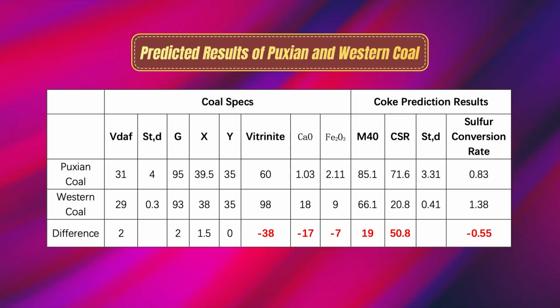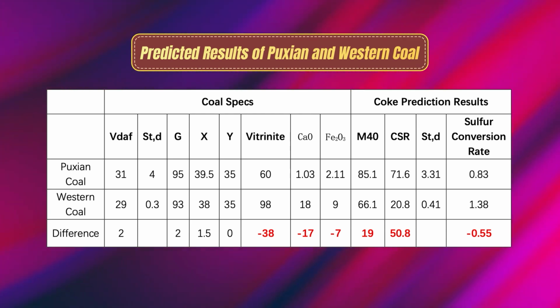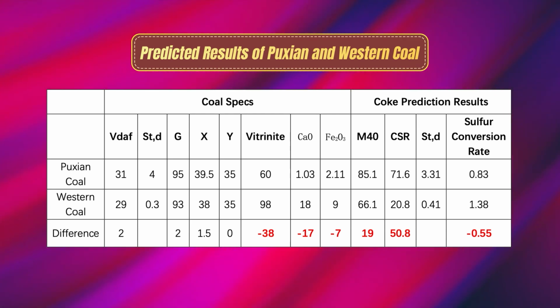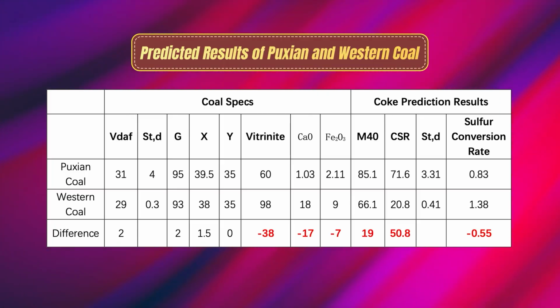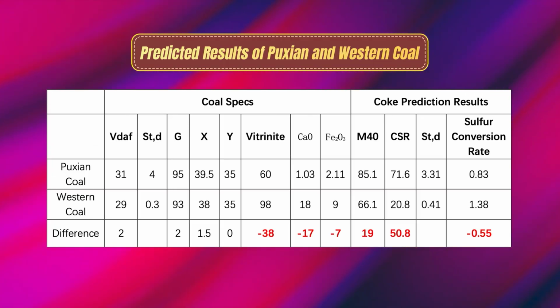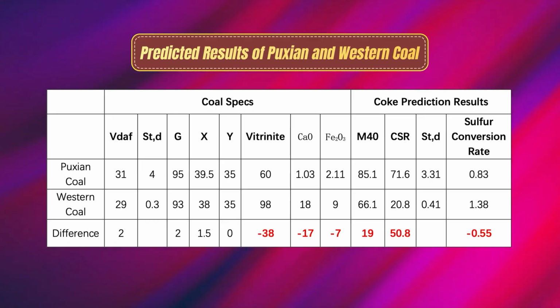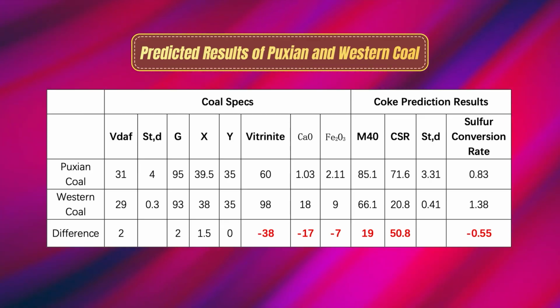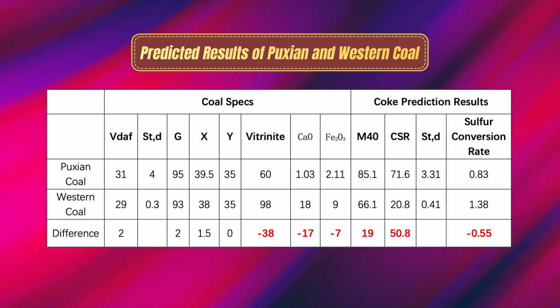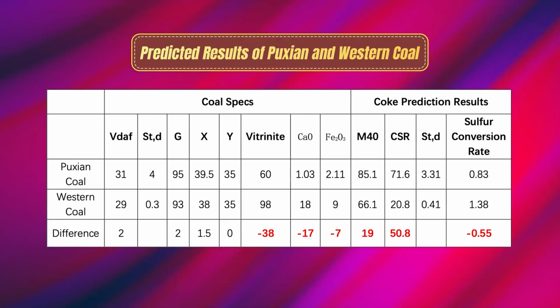We list the comparison of the main parameter indicators and predicted results as follows. The VM, caking properties, and plastic layer thickness of the Puxian and western coals are basically the same. However, the vitrinite content of the western coal is 38 points higher than the Puxian coal. There are also significant differences in their ash composition. Comparing coke results, Puxian's cold strength is 19 points higher than the western coal, and its hot strength is 50 points higher. The sulfur conversion rate of the western coal is 0.55 higher than the Puxian coal.